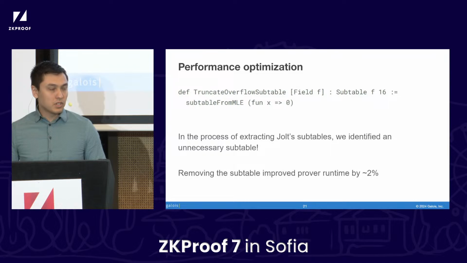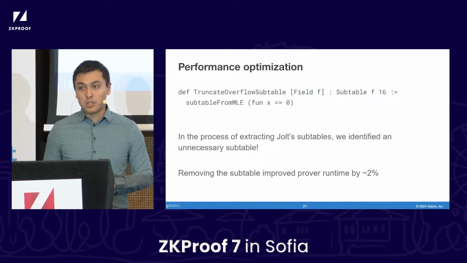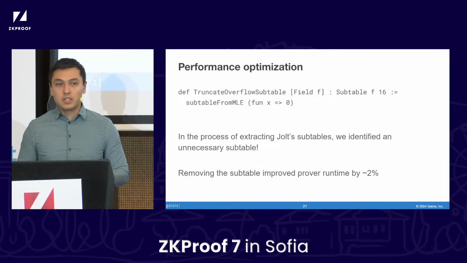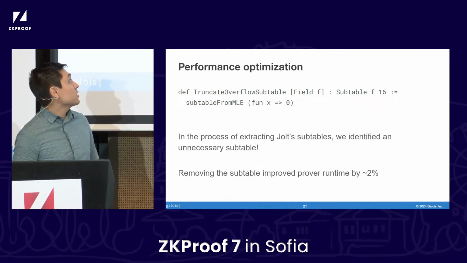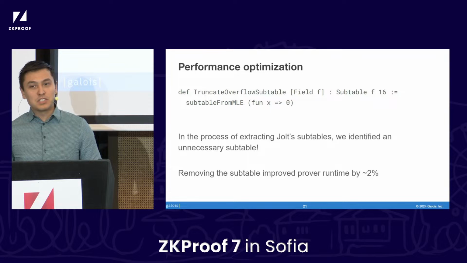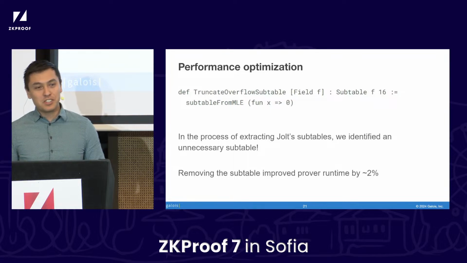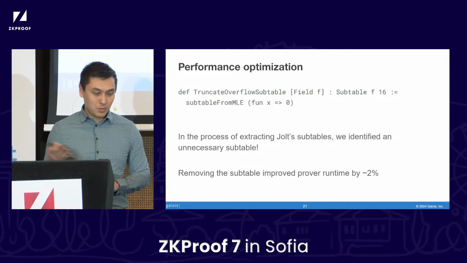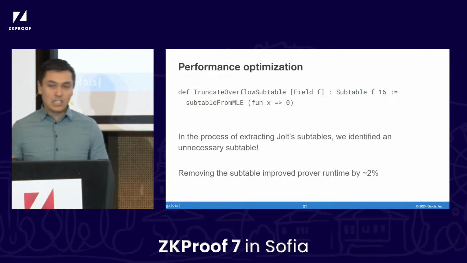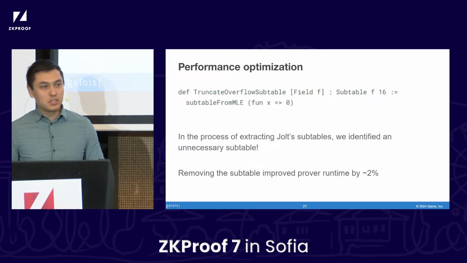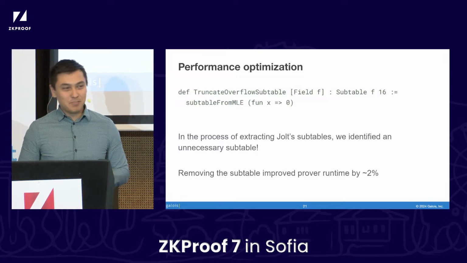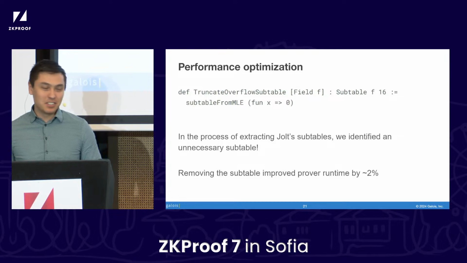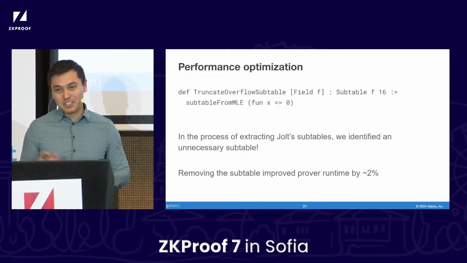I guess one thing to mention is that we did find a small performance optimization already. As we were doing our extraction, we noticed this subtable is being created. But the subtable was always returning 0, which is not actually useful for any computation. So we were able to remove this, and it gave us a small, like 2% improvement in Jolt. So small win already, but hopefully the verification effort will potentially lead to more.